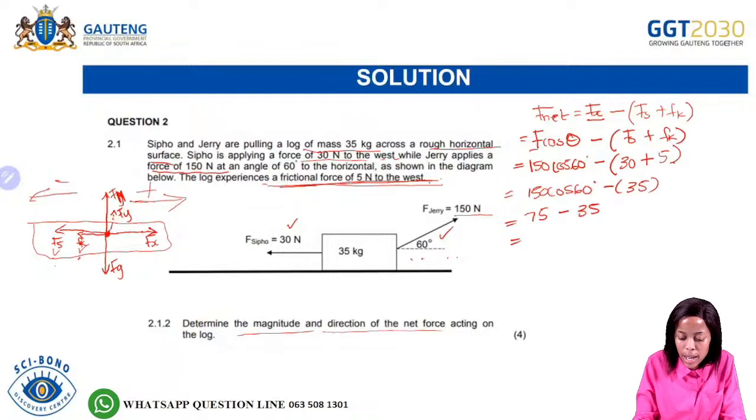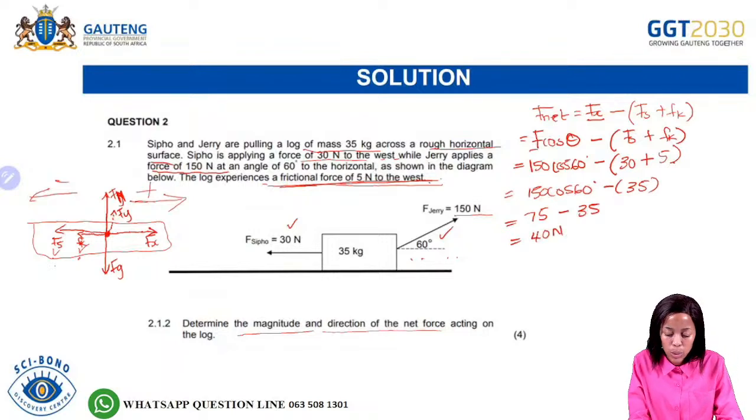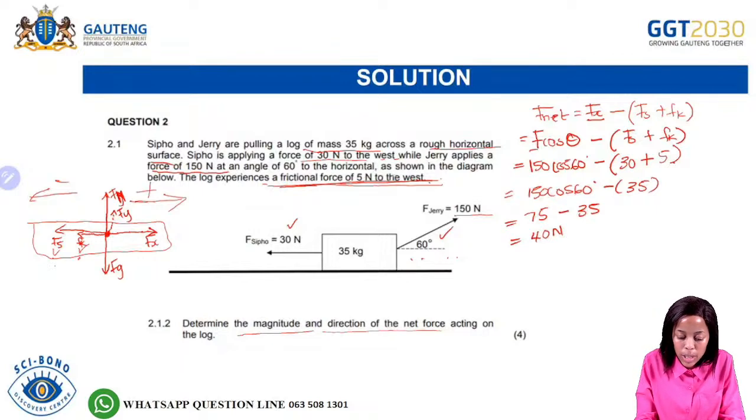So 75 minus 35, what do you then get? You would then get your 40 Newton. Okay, so maybe just to emphasize on the friction, they gave us the direction of friction, and they said that the friction is applied in which direction? West. That is why we said our friction will go in which direction? To the left hand side.